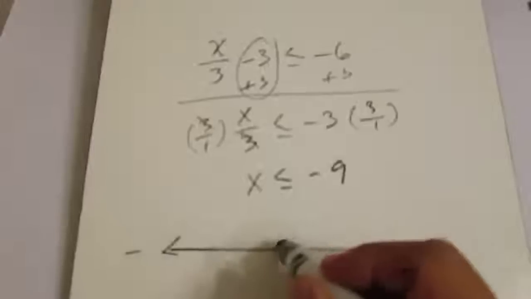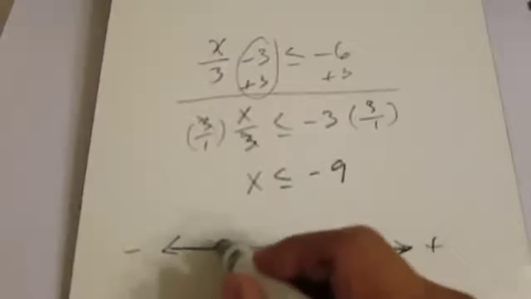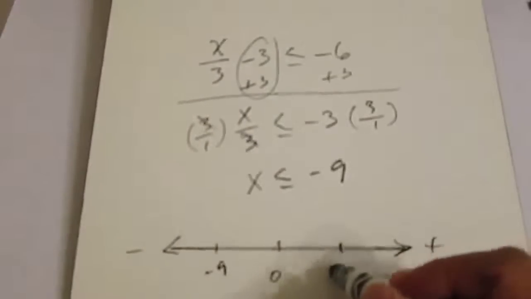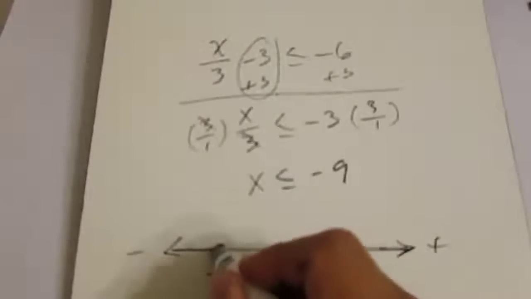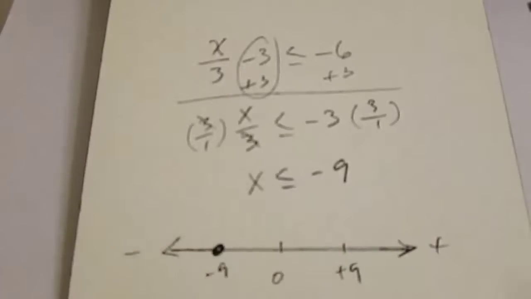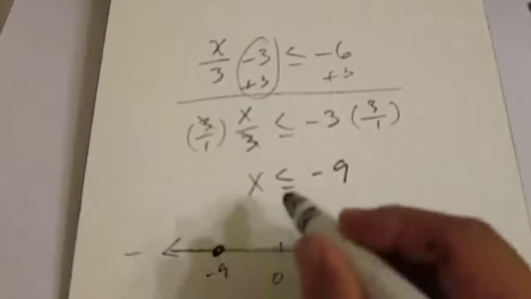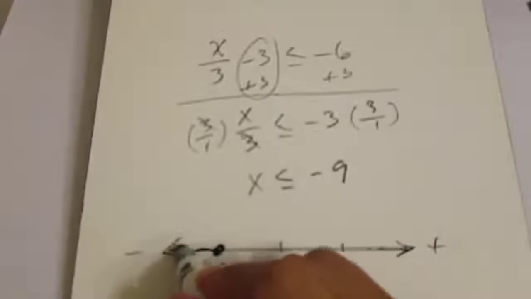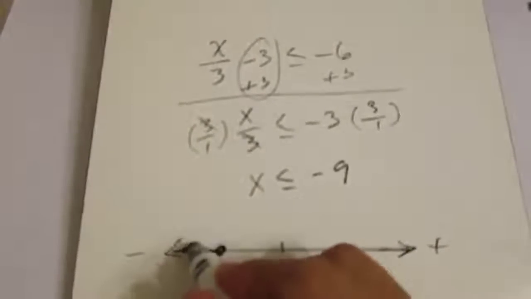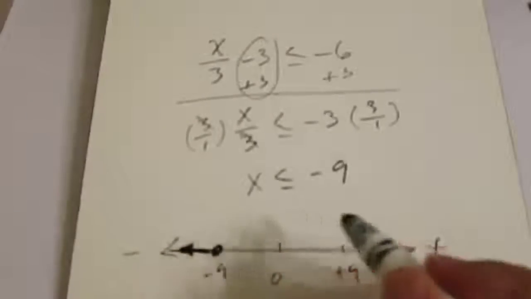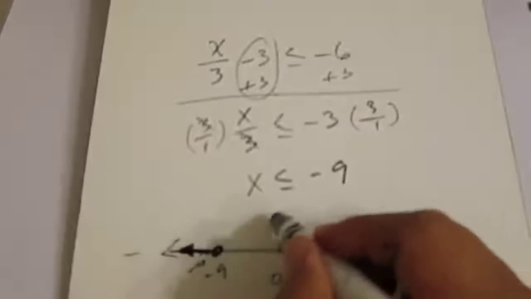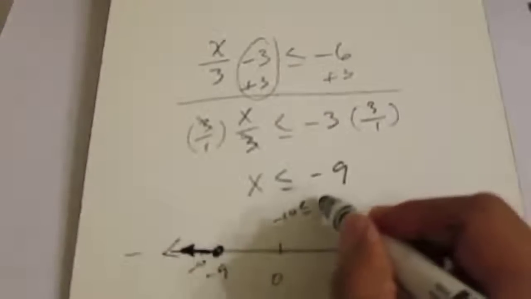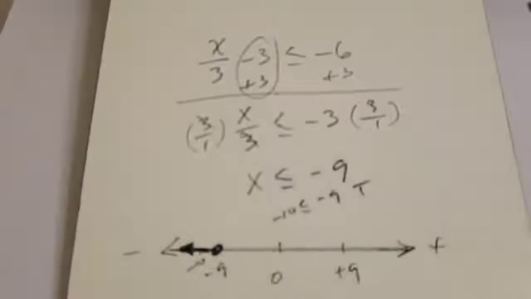Positive, negative, 0, negative 9, positive 9. And since that's equal to, I'm going to dot it. And x is going to be less than negative 9, so it's going to be on this side. If you're not sure, just do the point test, alright? Which means if x is negative 10 over here, negative 10 will always be less than or equal to negative 9, which is true. So we're going that way.